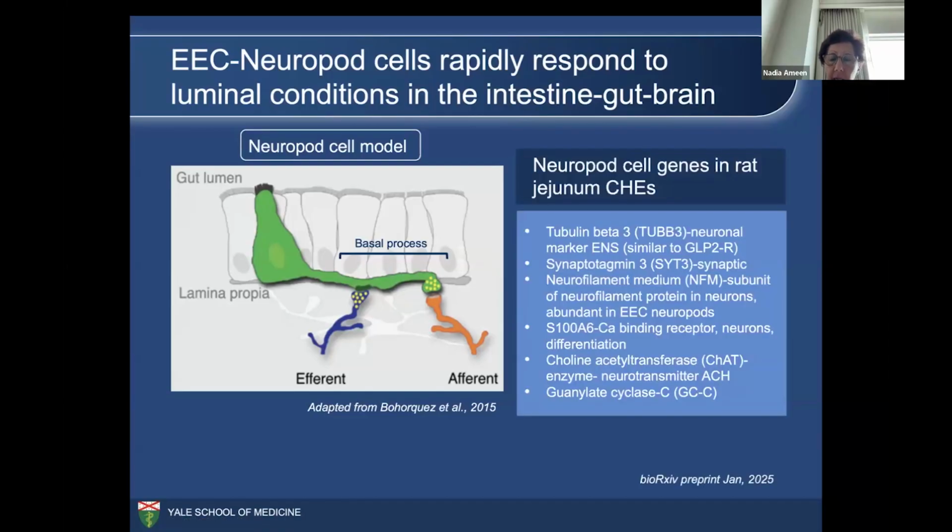So we looked in our single-cell data, and we found that indeed, cheese cells were also enriched with a number of neuropod cell genes, including those listed here. And interestingly enough, GCC, which I mentioned before, is a neuropod cell gene that is also enriched in these cells. These cells are enriched with CHAT, which is a choline acetyltransferase. It's a neurotransmitter. So all of these genes encode proteins that help in this communication to the gut-brain axis.